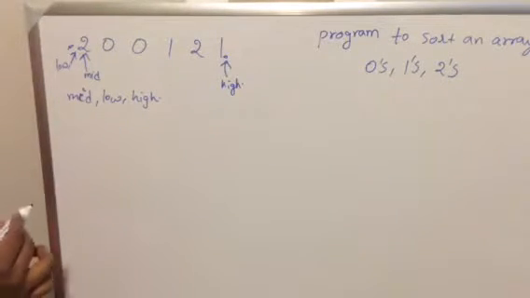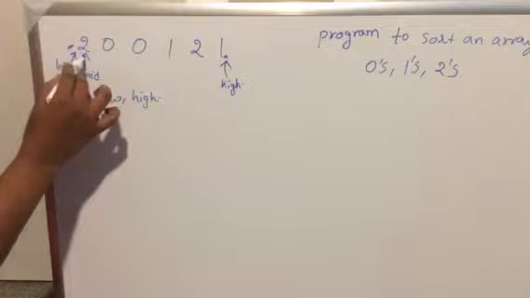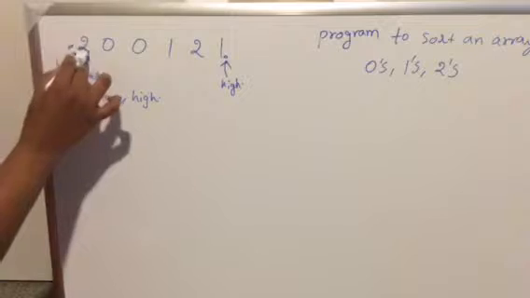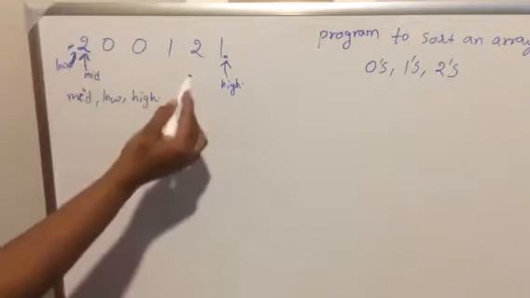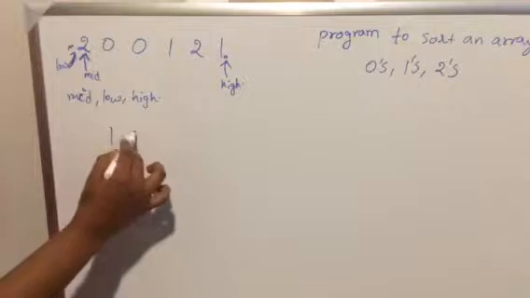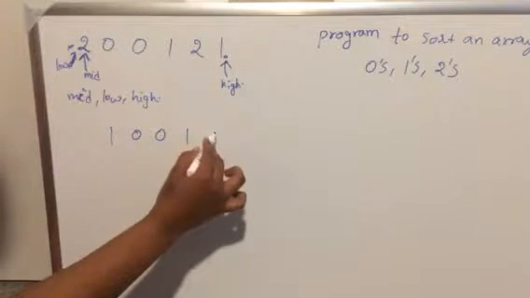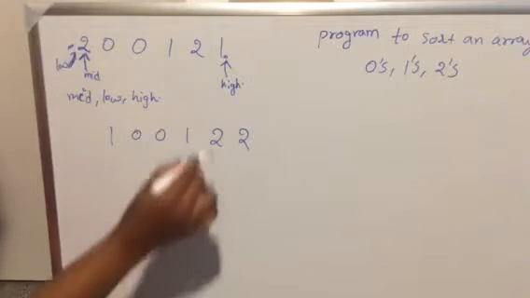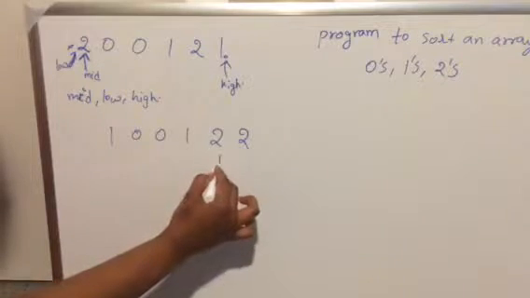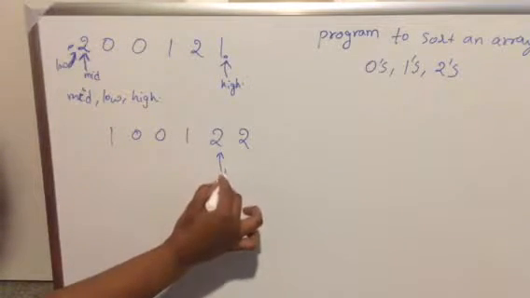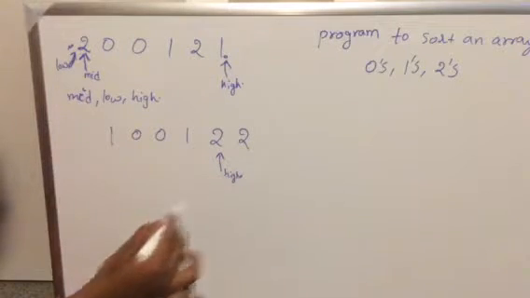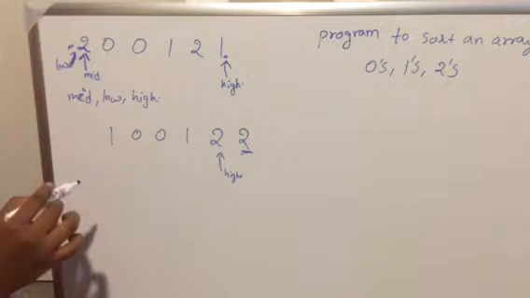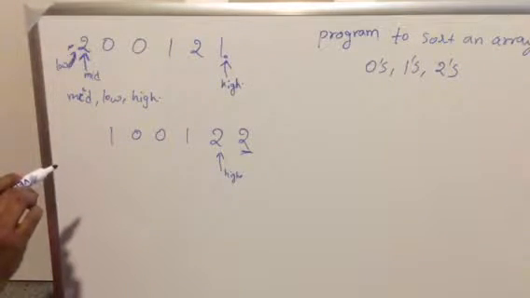We always check with the mid pointer. If mid is 2, then swap. So 1 will come here, and the array becomes 0, 0, 1, 2, 2. The high pointer will decrease and come here, because this is already sorted and we have no need to compare it with anything. Next we need to check.